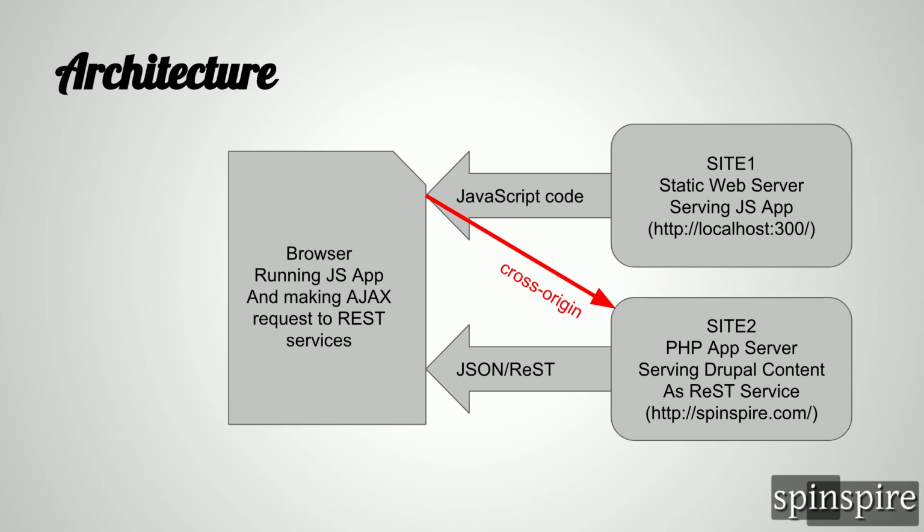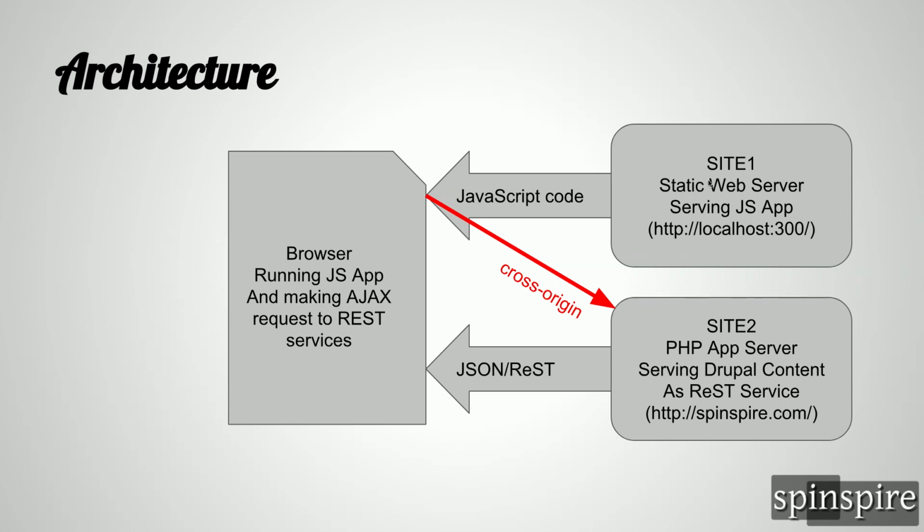So there's a REST module, we'll look at it in a second. But now the content is being served. You enable that REST module and configure it in a way that it starts serving your nodes as JSON data over HTTP. Okay, so that's what site 2 is doing.